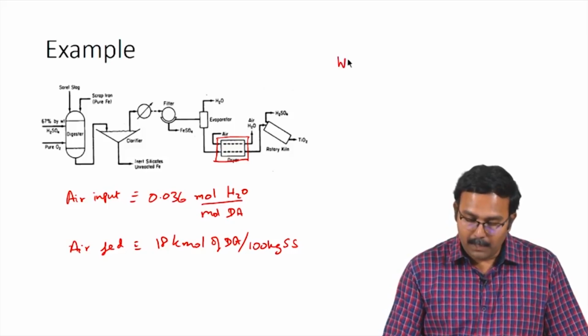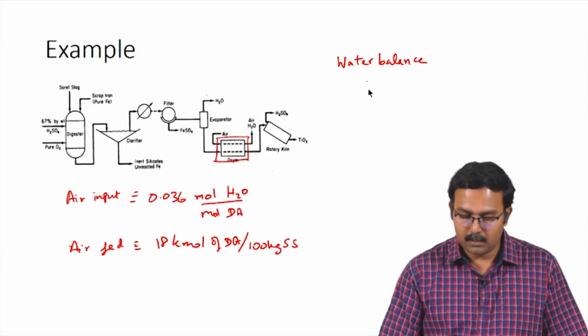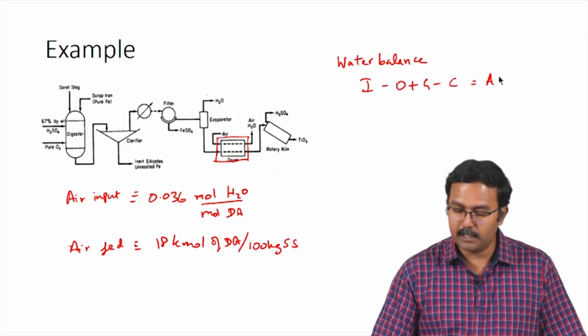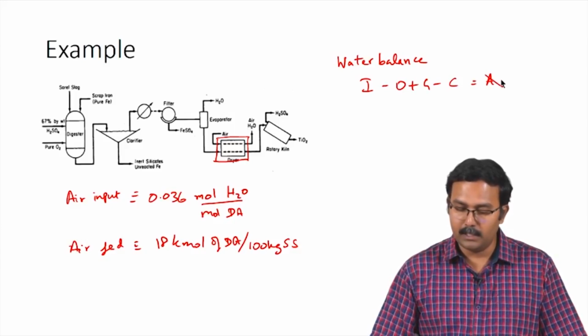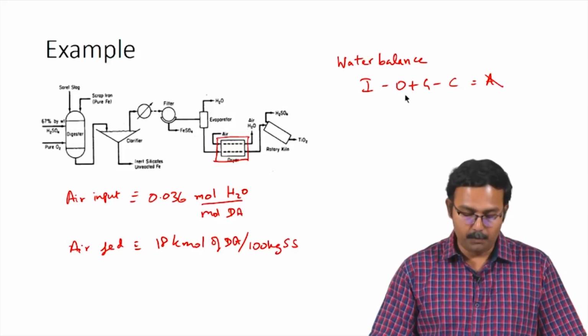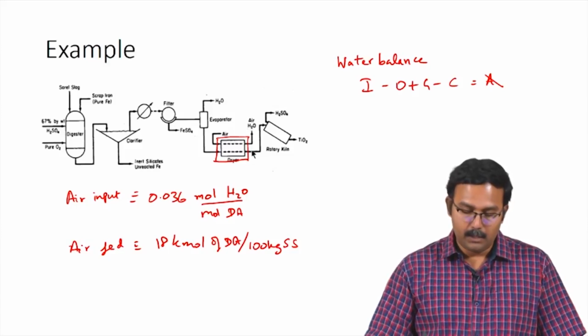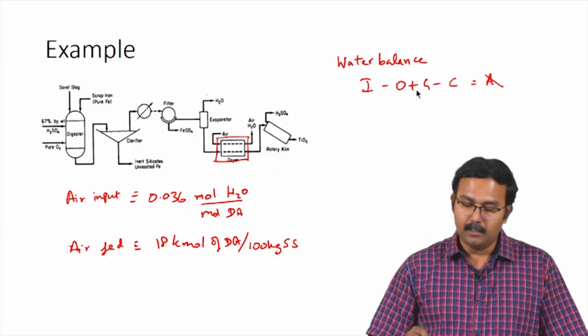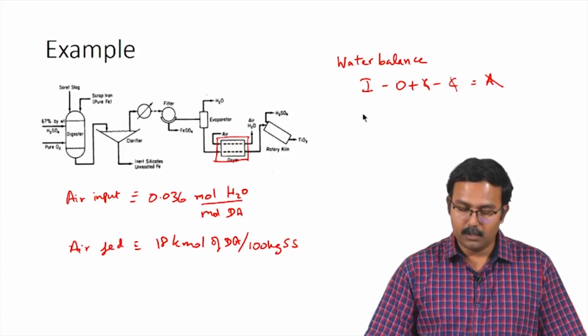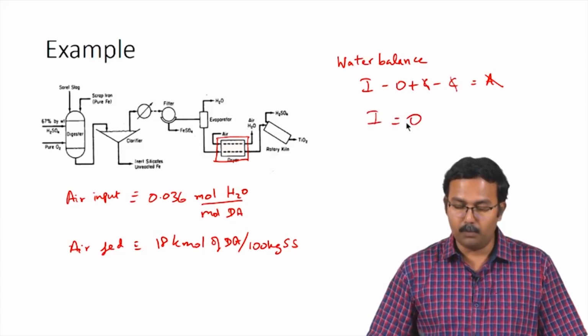Now, water balance across the dryer would basically start from input minus output plus generation minus consumption equals accumulation. At steady state there is no accumulation. You have input for water both through the air and through the slurry, and you have output for water through the air and in the form of water of hydration. You do not have any generation, you do not have any consumption. So, it would be input equals output.